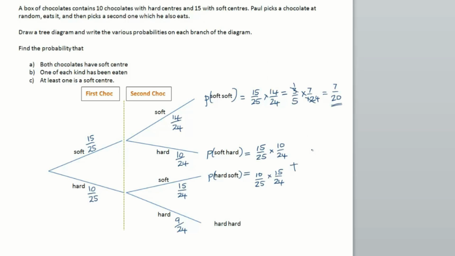So what I get is 150 over 600 plus 150 over 600, which is 300 over 600, which is a half.